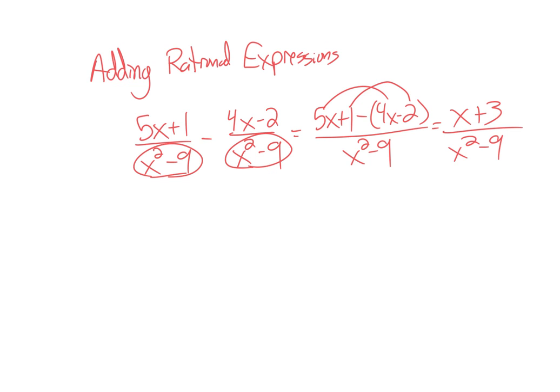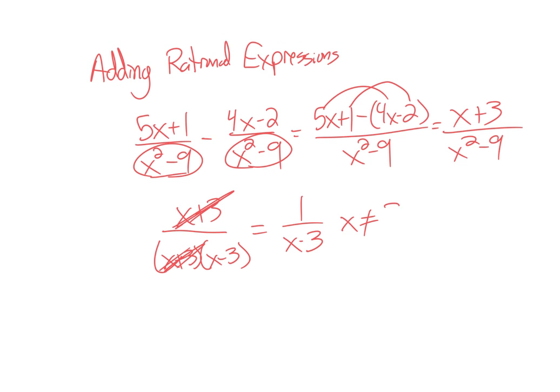So now we've added. We need to check to see if that simplifies. So x plus 3 over x plus 3, x minus 3, and our x plus 3's cancel because that's the entire factor. 1 is left on top. X minus 3, and we'll state our excluded values: x cannot be plus or minus 3.